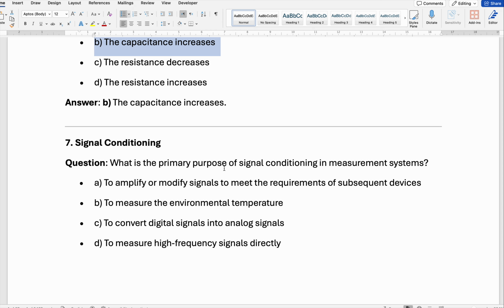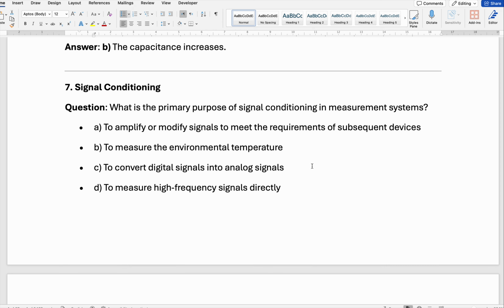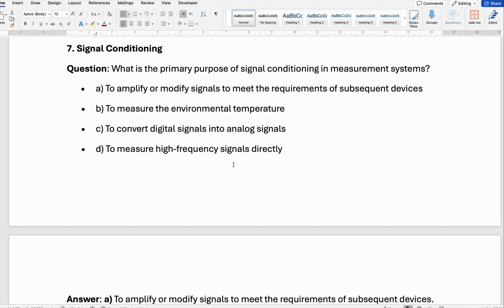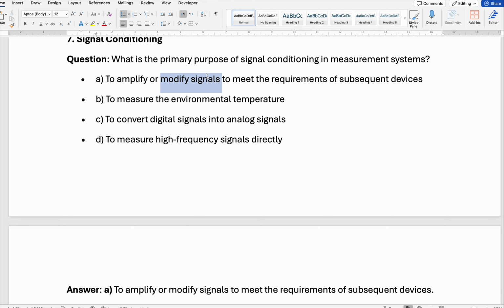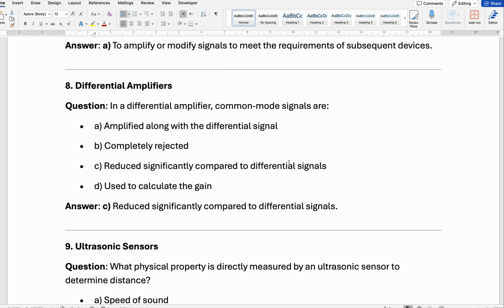Signal conditioning. What is the primary purpose of signal conditioning? Well, again, this is very clear. We want to modify the signals to meet a requirement, to be something useful so that we can use it. So this is another way of explaining it.